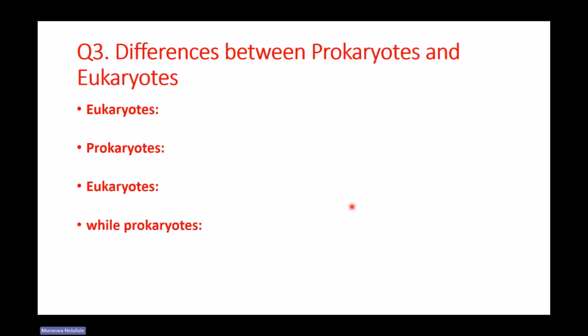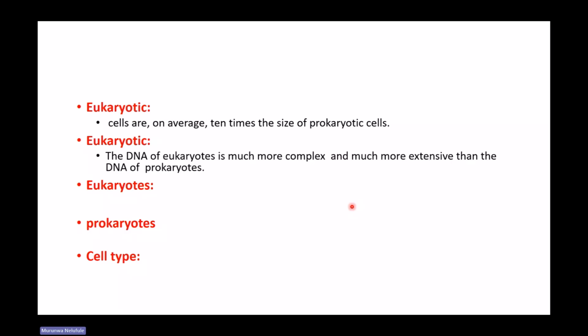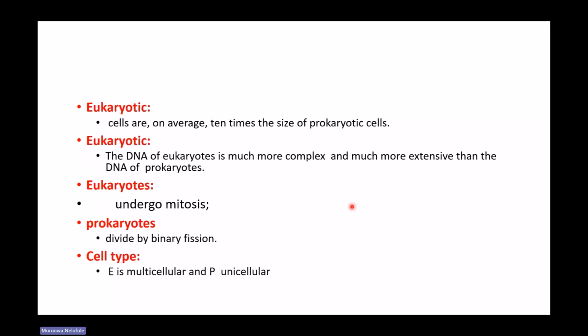Then the differences, we did this last week: eukaryotes have a nucleus. The prokaryotes do not have membrane-bound organelles, while the eukaryotes do. We also continued that eukaryotes have cells on average 10 times the size of prokaryotic cells, and the DNA of eukaryotes is more complex and much more extensive than the DNA of prokaryotes. Eukaryotes undergo mitosis, while prokaryotes divide by binary fission, and the cell type is multicellular for one and unicellular for the other.